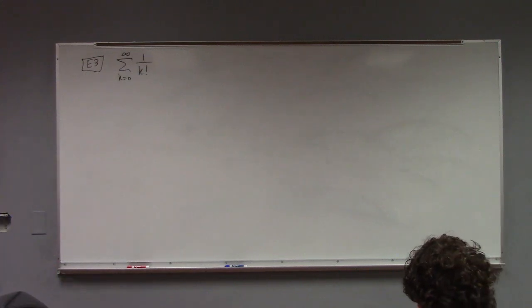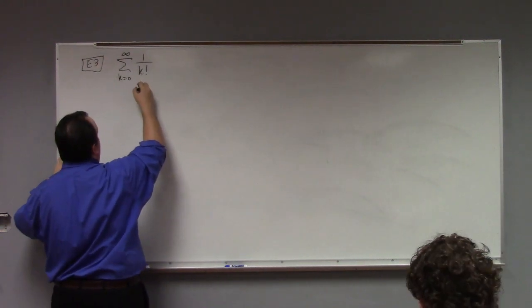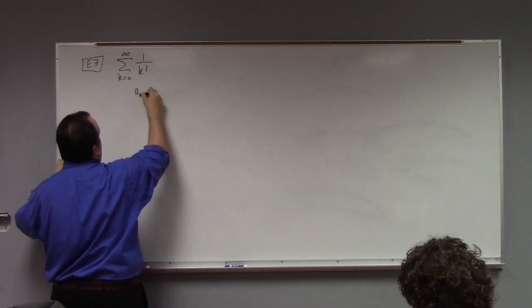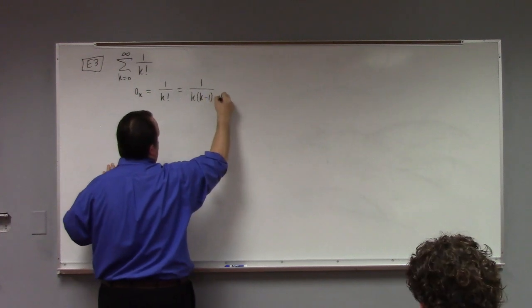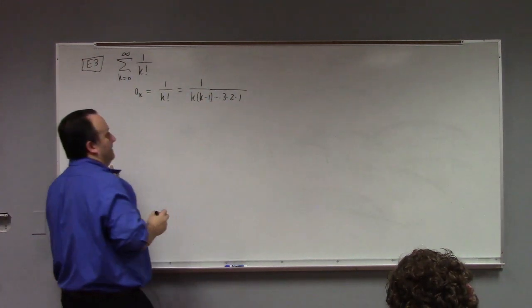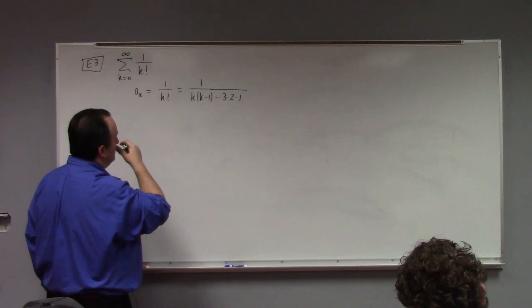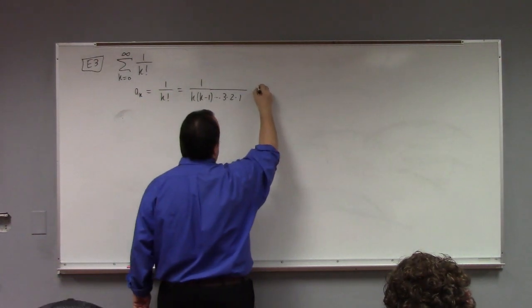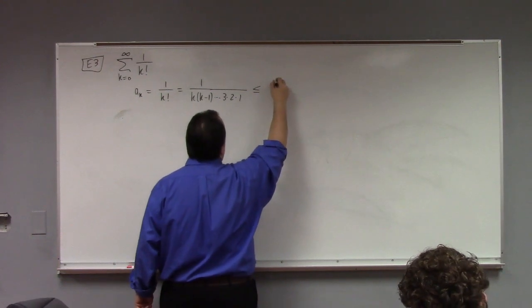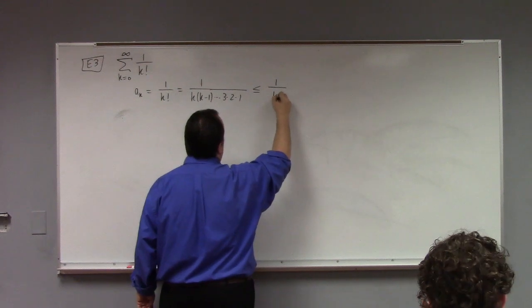Let's see here. So I don't know, like this is actually pretty easy to do with just direct comparison test, you know? Maybe we should do that for this one. So here, observe a sub k equal to 1 over k factorial is what? It's 1 over k times k minus 1 dot dot dot 3 times 2 times 1, right? So certainly for, let's see here. So you can say that this is less than or equal to what? I think we could do, can we do k squared?